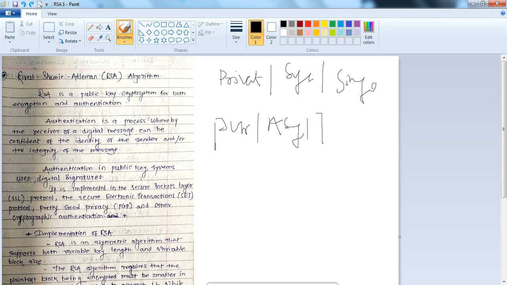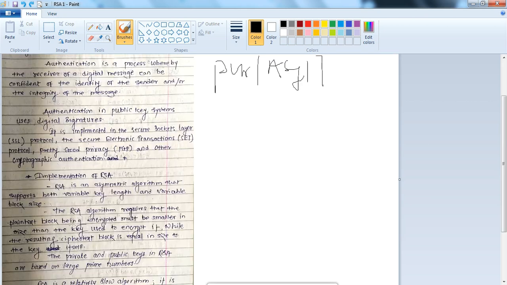Now, authentication in a public key system using digital signature. When we implement RSA in reverse, it becomes a digital signature, which is one of the authentication processes. Now it is implemented in the Secure Socket Layer, that is the SSL protocol, Secure Electronic Transactions, that is the SET protocol, Pretty Good Privacy, that is the PGP protocol, and other cryptographic authentication.